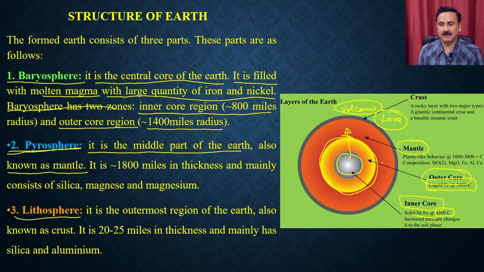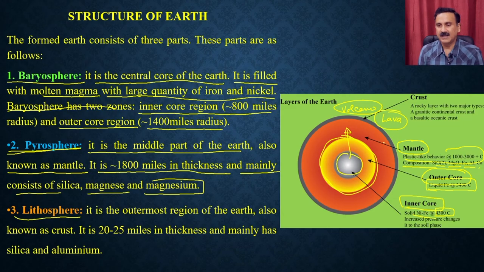So this has a plastic-like behavior, because it has a temperature of 1000 to 3000 degrees Celsius, and it mostly contains silica, magnesium and iron, aluminium and calcium, and it is 1800 miles in thickness and mainly consists of silica, manganese and magnesium. So this is also the place which is filled with different types of metals, and mostly these metals are silica, manganese and magnesium. So you know that silica is actually a main component which forms the soil, right?